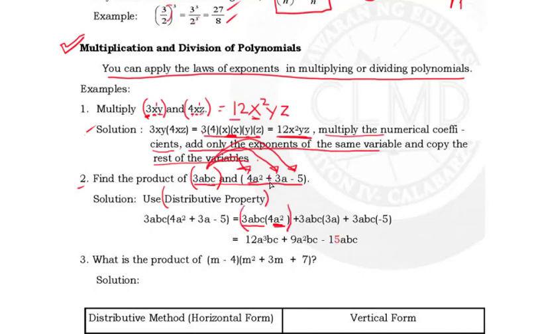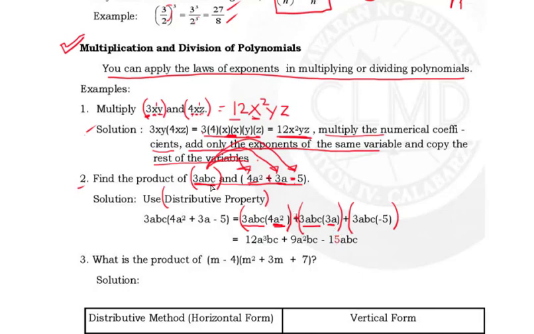Plus, we just copy the plus. Then 3abc again, times 3a. That's the second term. The last one is this. Since this is minus, we put a minus there. It could also be plus, but then the 5 should be negative. So plus 3abc times negative 5. That is the last part.